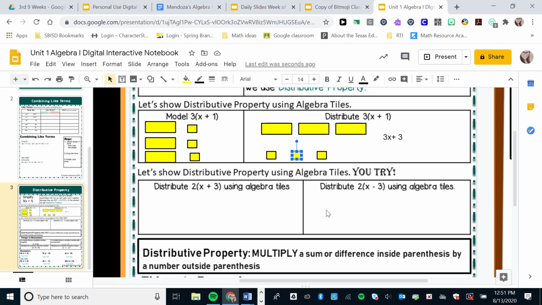Okay? All right, so we're going to try these two. Go ahead and take a moment. You can put this video on pause and you're going to try doing these two using your algebra tiles.